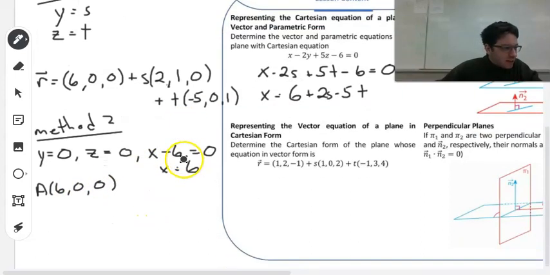Okay, I'm going to scroll down a bit here. I don't have much room left. Point B, let's choose, for example, y is, again, you can choose anything, but choose something easy.